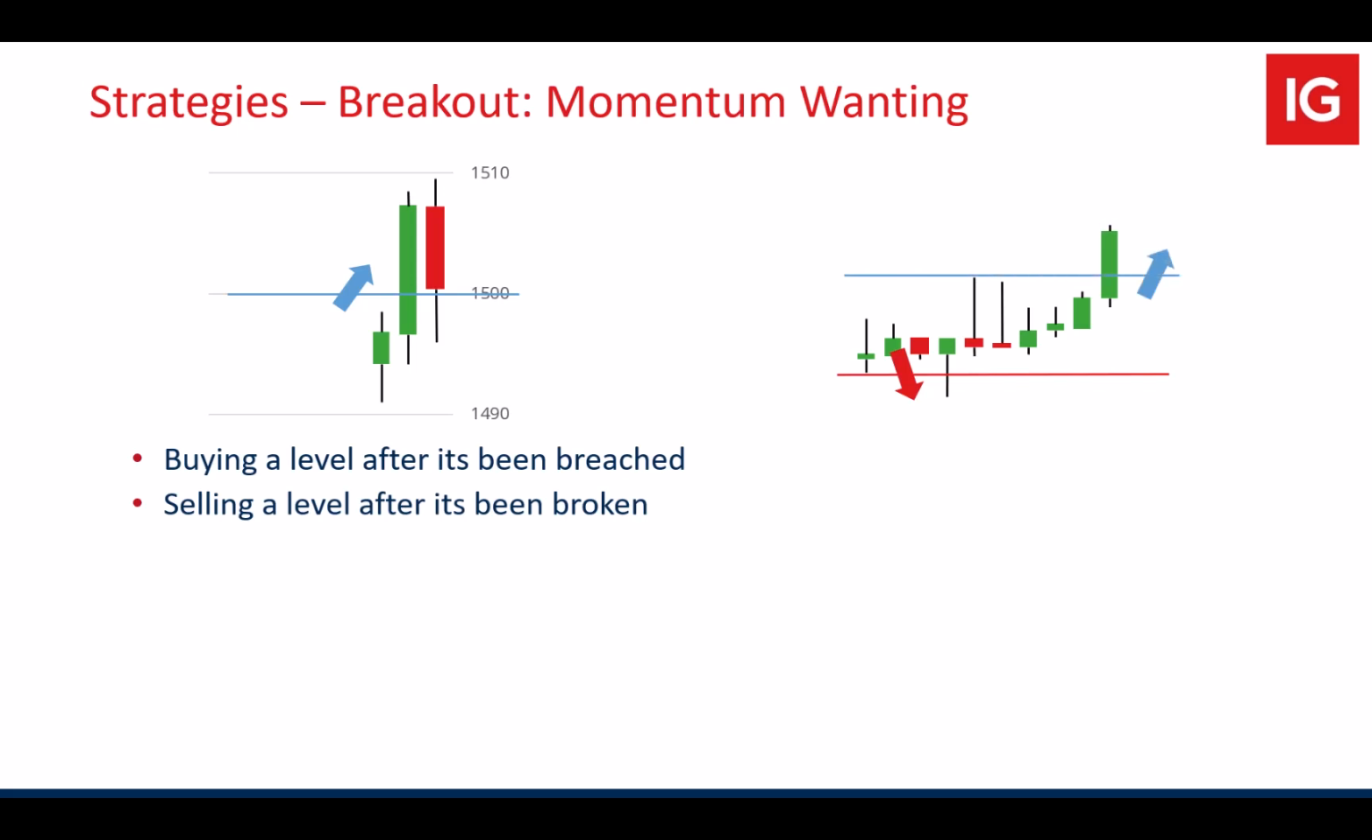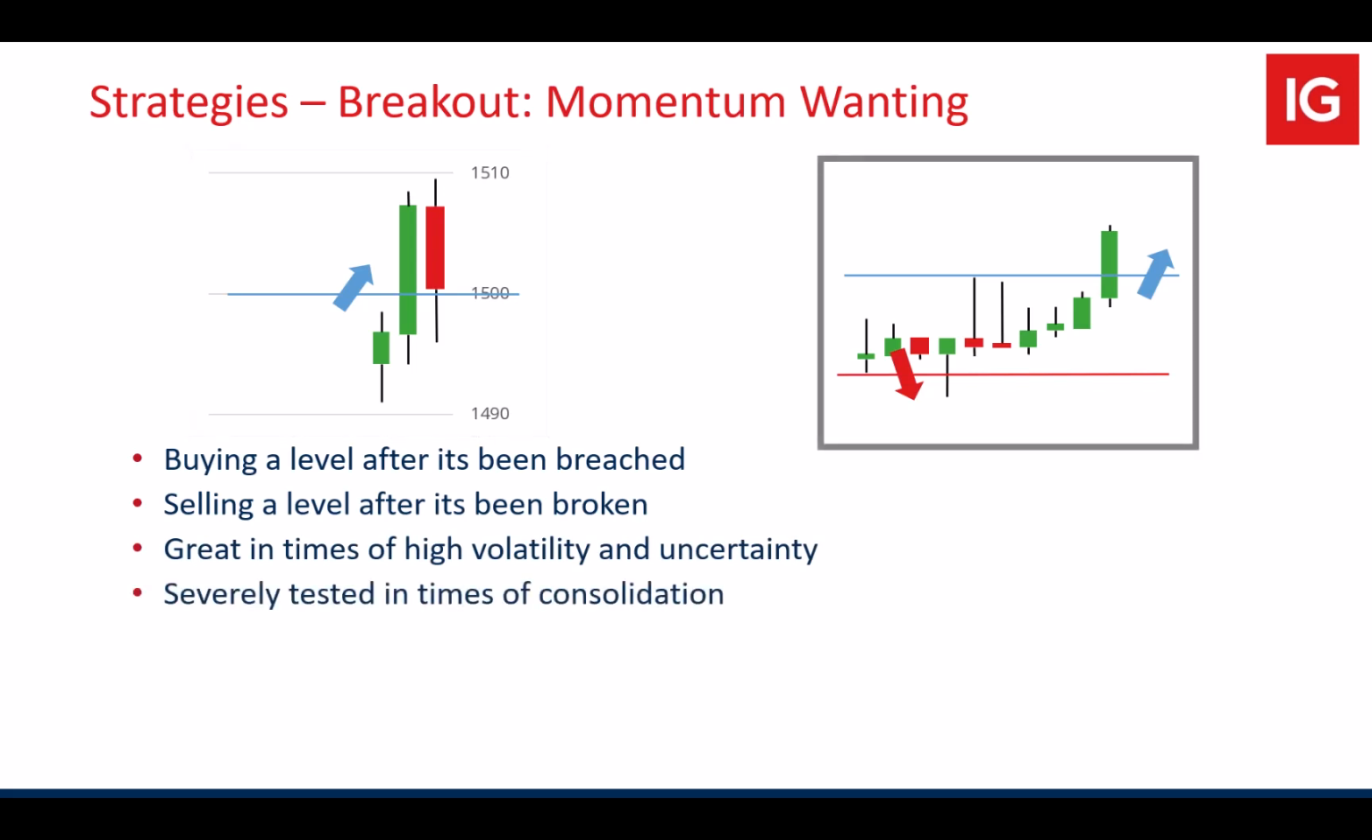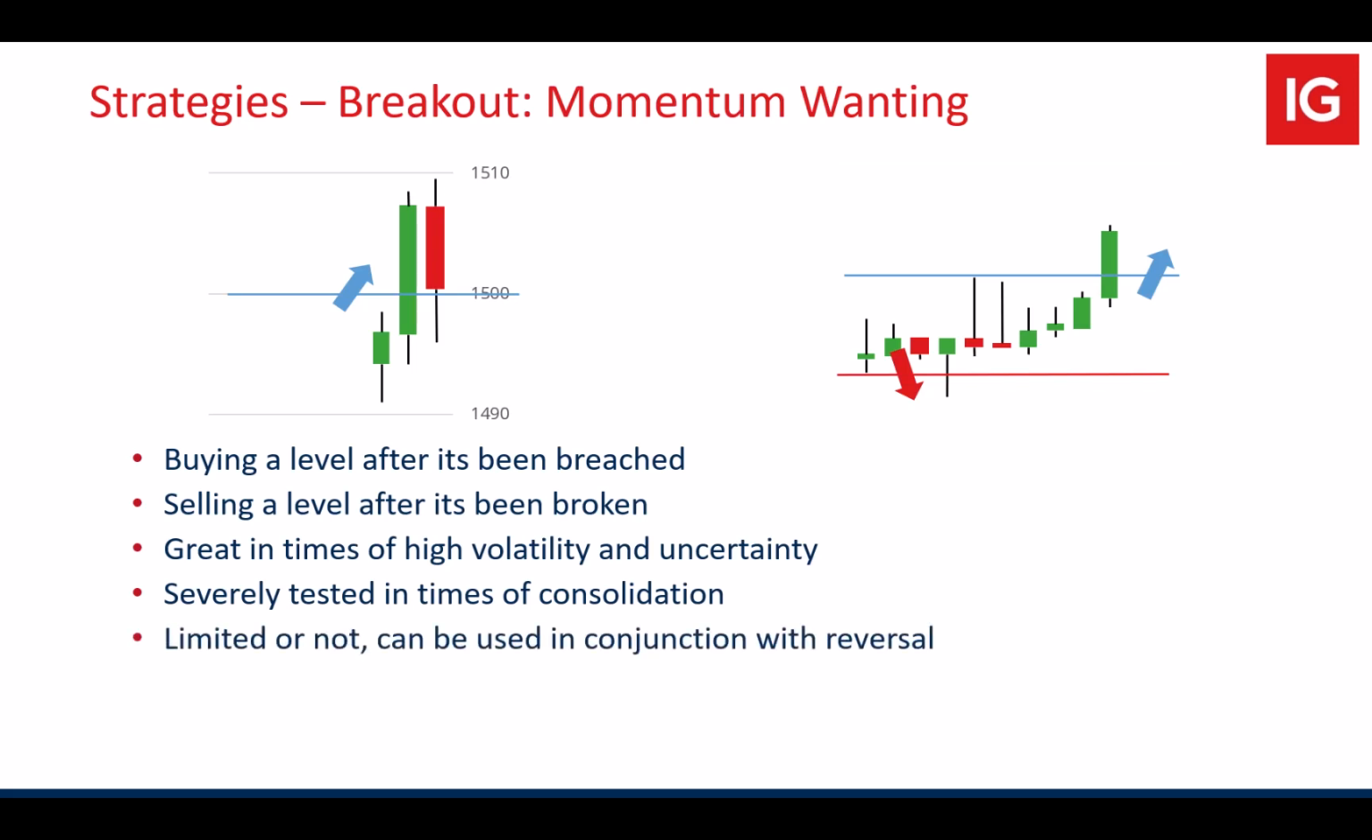So at the very least, it's more like you're getting hit, small loss, small loss, big gain, versus when it comes to fading strategies, it's small gain, small gain, small gain, and a potential big loss if you haven't put a stop loss. Great in times of volatility and uncertainty, severely tested in times of consolidation, right? And a lot of times trend traders will really get tested and might even shift their strategies accordingly just because of that. So whether you're using a breakout strategy for limited profit taking or not, you can also use it in conjunction with a reversal.